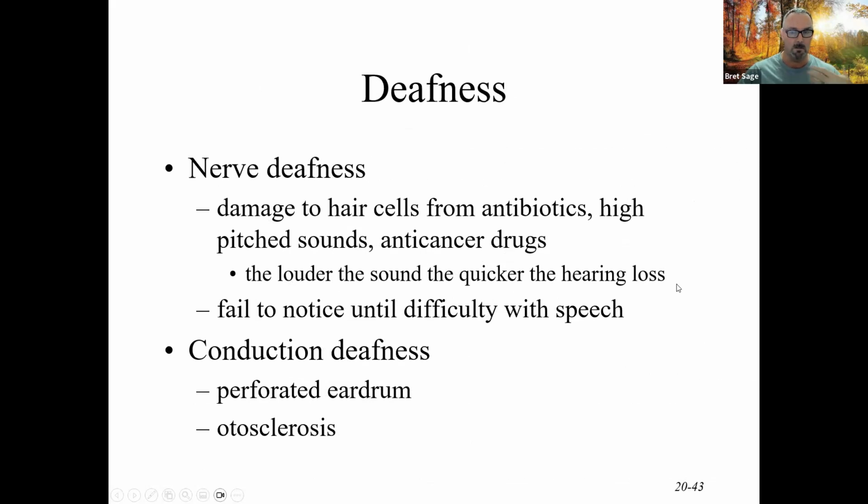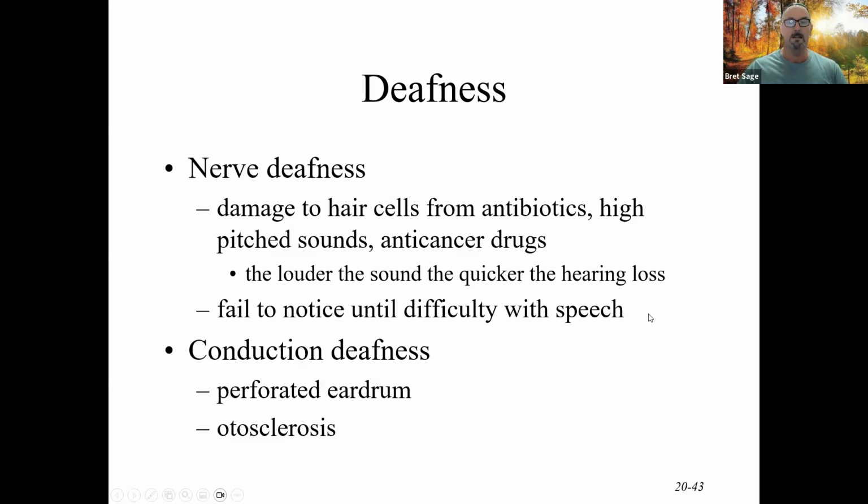So if you are listening to really, really loud sounds like music a lot, you're going to have a lot of damage. And interestingly, in us, those hair cells don't regenerate. In birds, they do, but in humans, no. So when you lose your sense of hearing due to nerve deafness, you're not getting it back. But birds, because they rely so much on their sense of hearing, do regenerate their hair cells. Often we don't even notice until there's difficulty with speech.